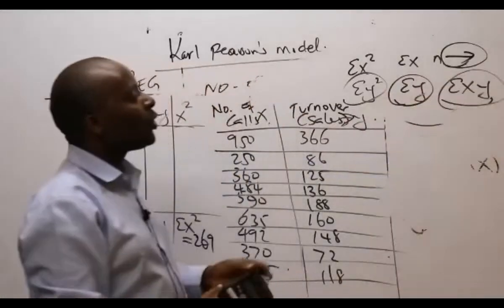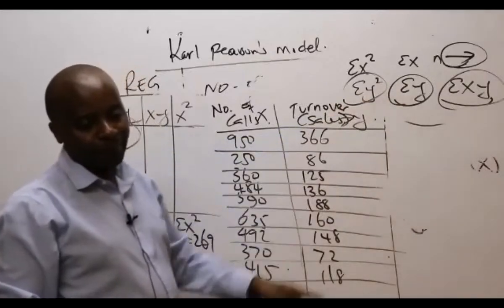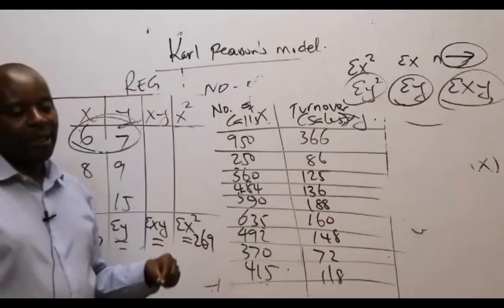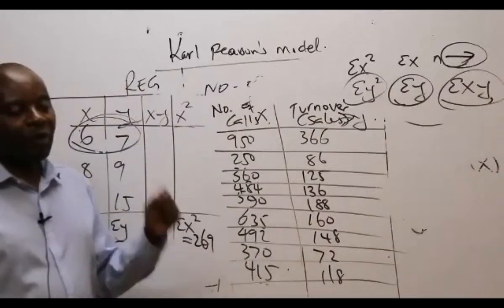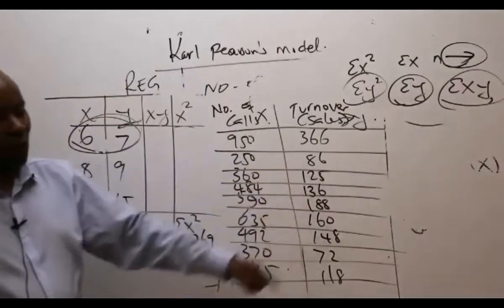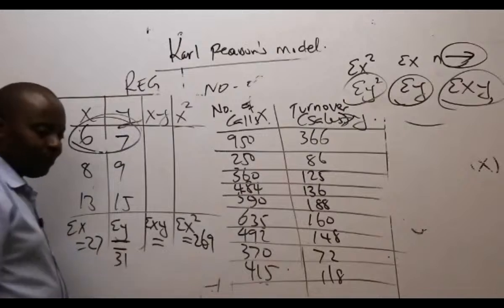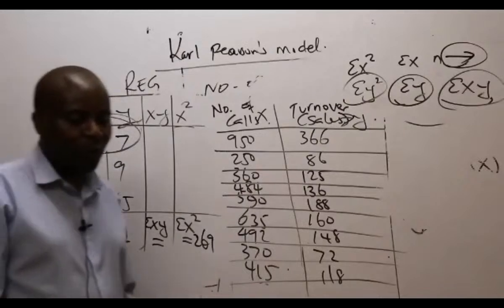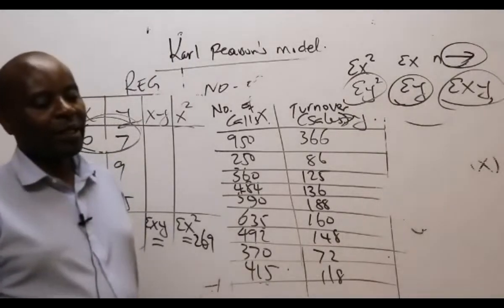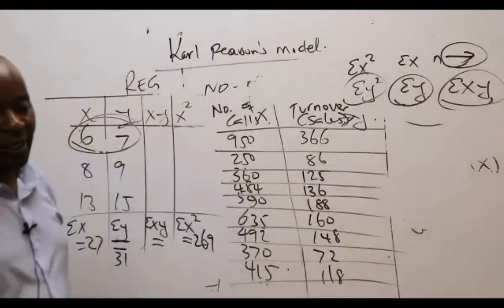And how I wish I had a good student by now. This good student should have given me the sum of y. Robert tells me, Mwalimu, sum of y is 31. Is there anybody who can confirm for sure that sum of y is 31? Someone else. Lillian has confirmed. Lillian is a good student.